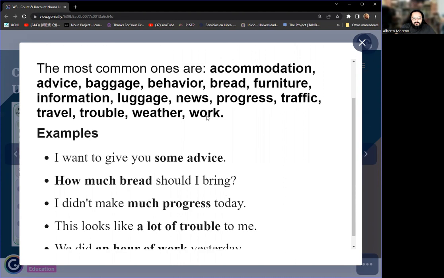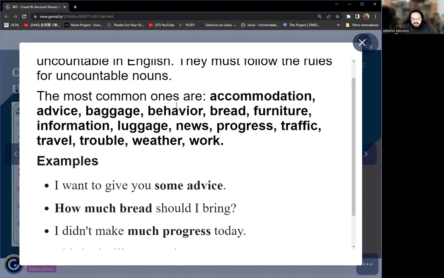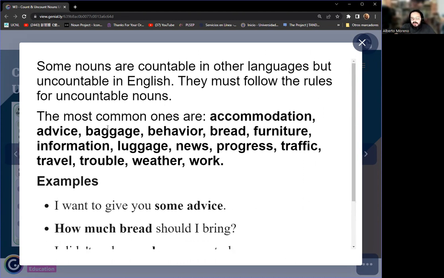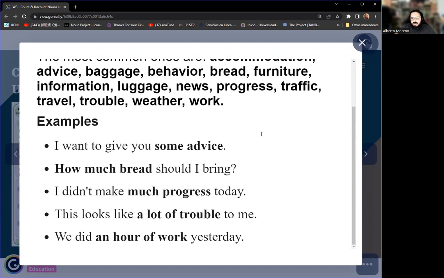¿Ok? Y bueno, aquí tenemos algunas palabras: accommodation, advice, baggage, behavior, bread, furniture, information, luggage, news, progress, traffic, travel, trouble, weather, work. En inglés estas son no contables y debemos de respetar esta regla. Ahora, puede que haya un poco de interferencia del español, porque ya es un idioma que conocemos, es nuestra primera lengua, y va a interferir al proceso, al momento de estar hablando inglés.